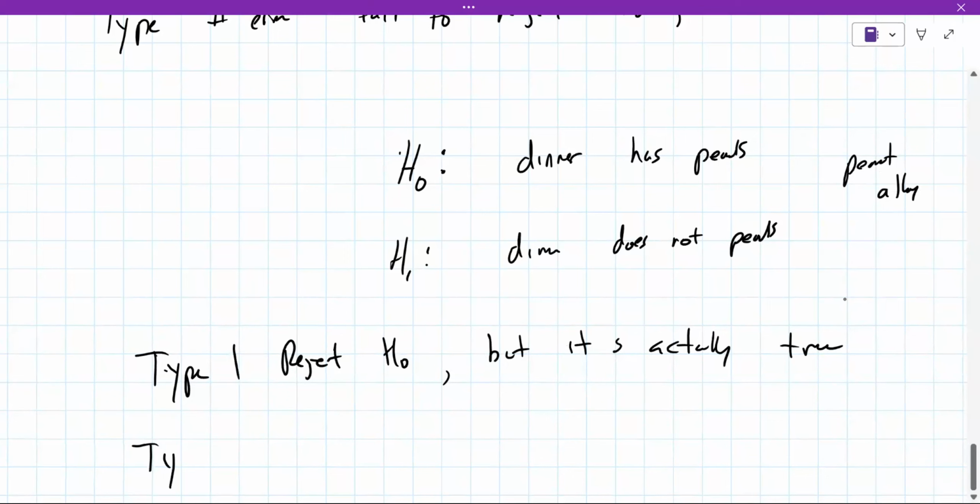A type 2 error is when you fail to reject H0. So you don't reject it. You're sitting there saying, you know what, the dinner has peanuts. But it's actually false.